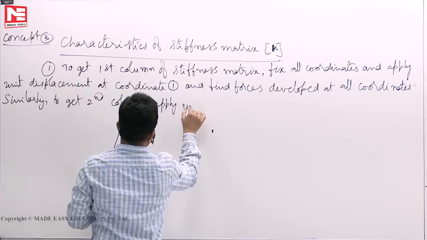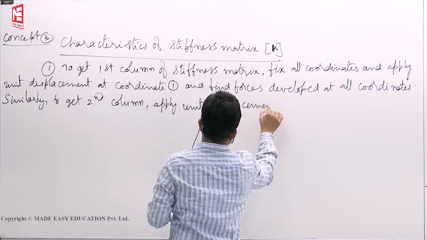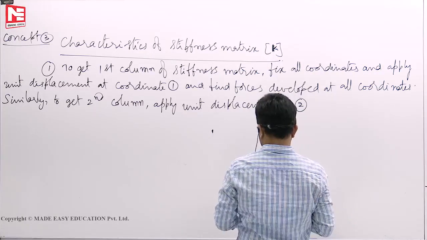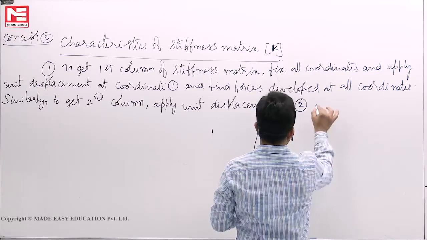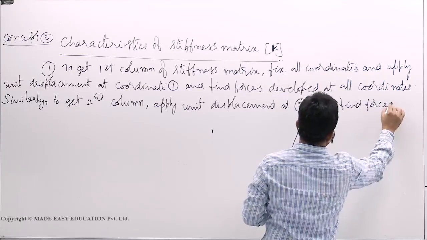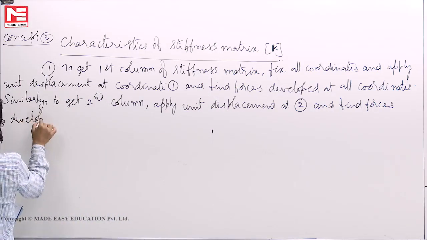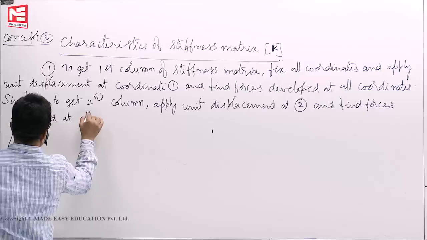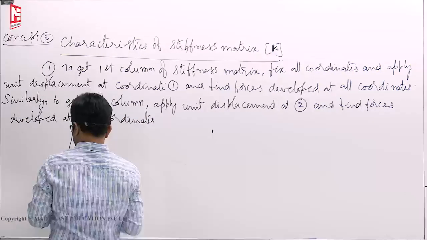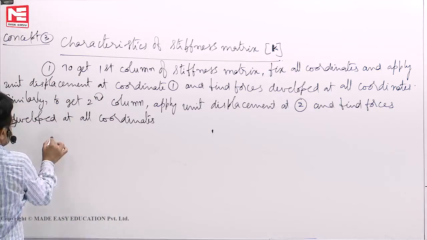apply unit displacement at 2 and find forces developed at all coordinates. Like that you build the second column, third column also we can take it. This is the first characteristic.